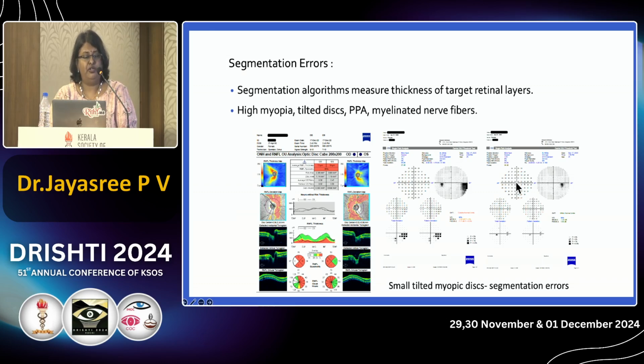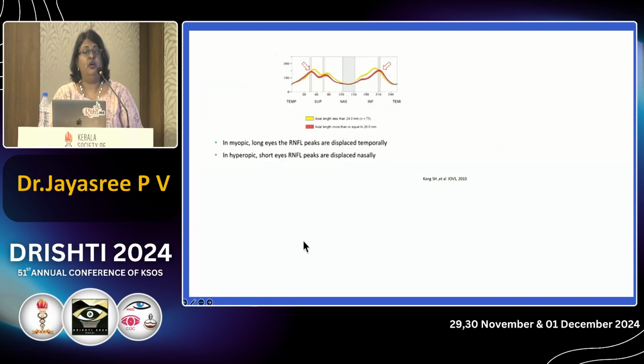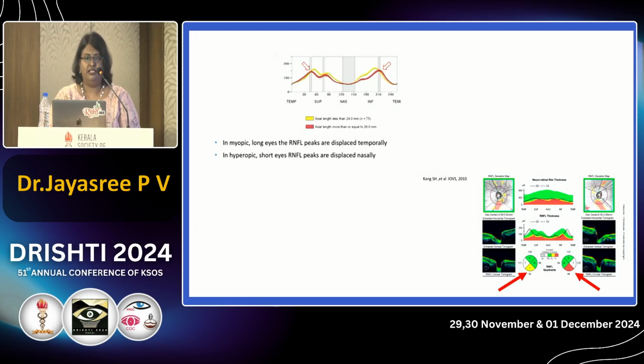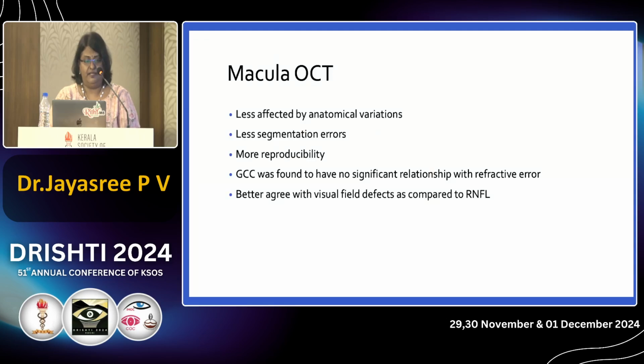What other problem do you see here? There is displacement of RNFL peaks. You can see that there are good peaks here, but they are displaced temporally. So with elongation, temporal displacement of the RNFL peak happens. In hyperopes, it comes together, nasally displaced. And this nasal-temporal displacement leads to inferior red disease.